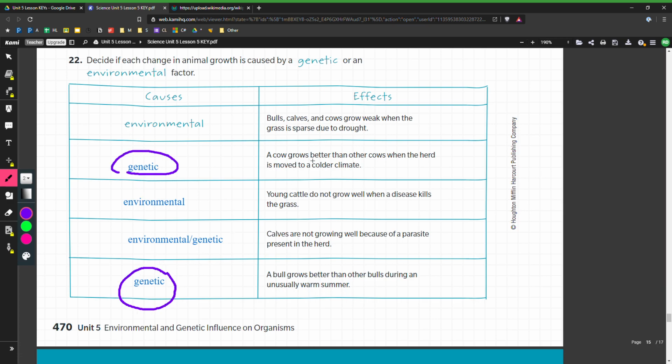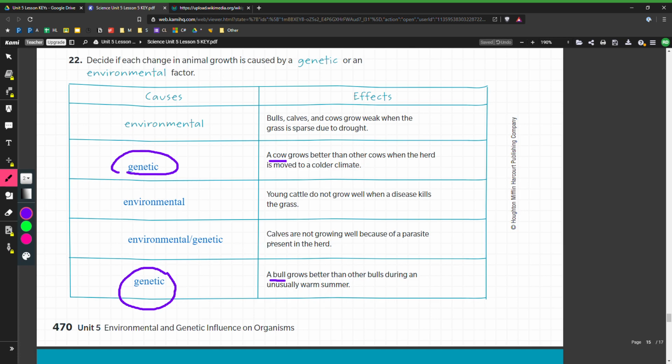A bull grows better than other bulls during a warm summer. So these would be genetic because something about this particular cow or this particular bull is helping them to grow better in that area. The second one, young cattle do not grow well when a disease kills the grass. That's environmental because they don't have access to food in the grass, and the grass is part of their environment. And this last one, the third one, I think you could argue either way.